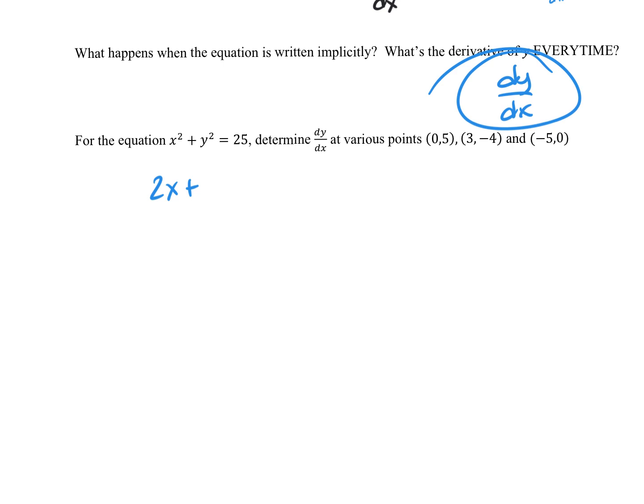You know what I'm saying? The derivative of x squared is 2x. The derivative of y squared is 2y. Here's where you're going to revolt. You can get your spears ready. Because what's the derivative of y? y prime, which is another way we can write it.